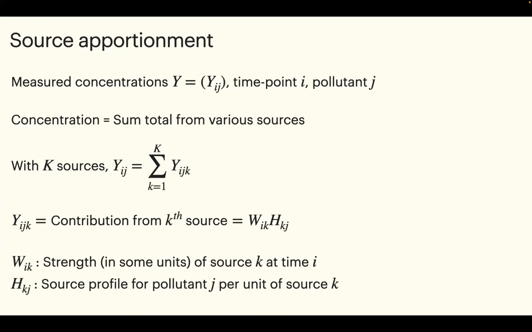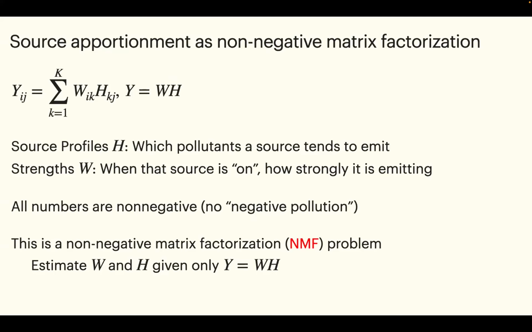So H is the source profile, which says this source emits this type of pollutants, and W is the source intensity or source strength, which says at this time, this source was very active or was not active, and so on. This can be expressed in this form, Y equals WH. H is the source profile matrix, W is the source strength matrix. As concentrations are all non-negative, this is a non-negative matrix factorization problem.